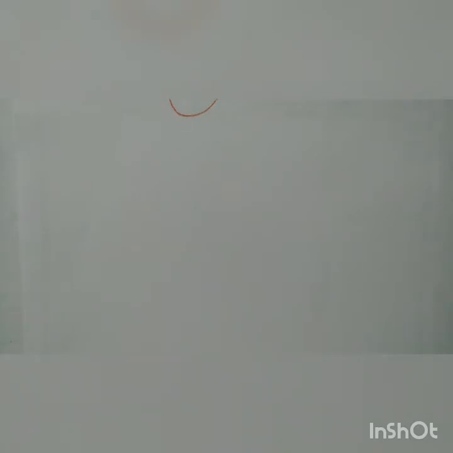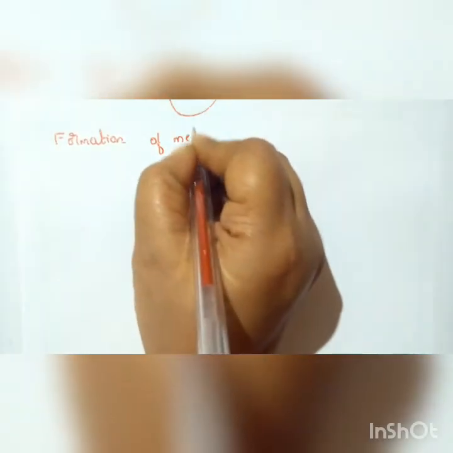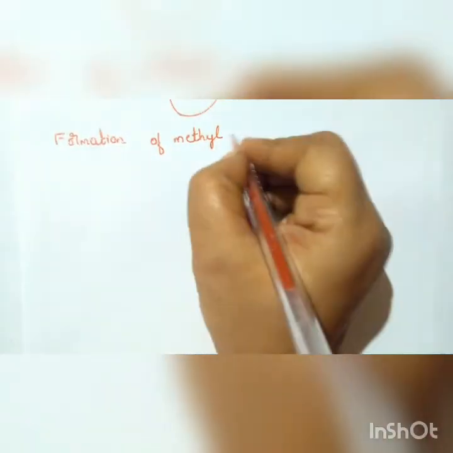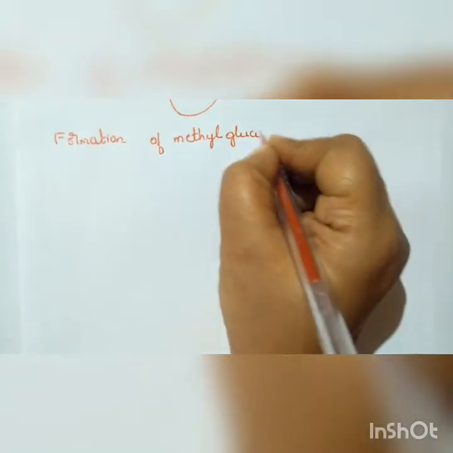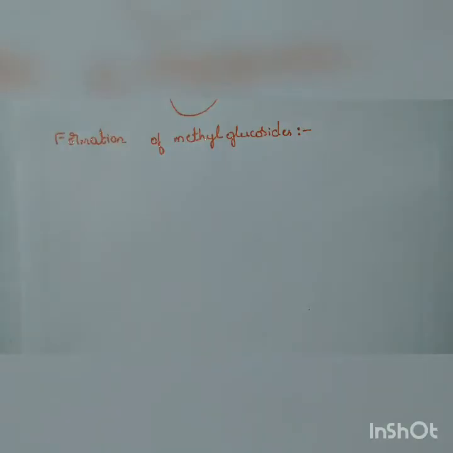Next reaction, that is glucose forming methyl glucosides. Formation of methyl glucosides. It is a reaction between glucose and methyl alcohol or methanol. So we shall see how the reaction takes place and what these methyl glucosides are.